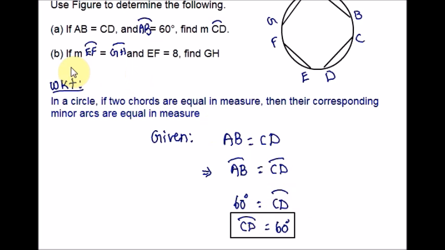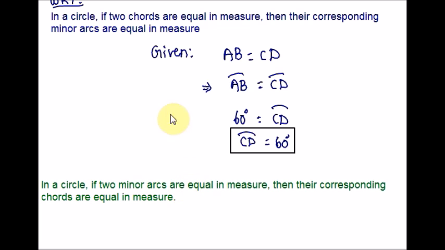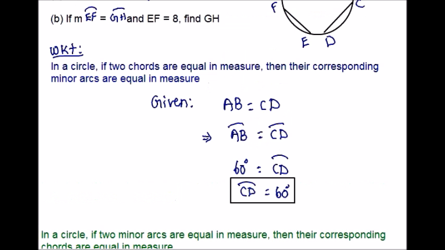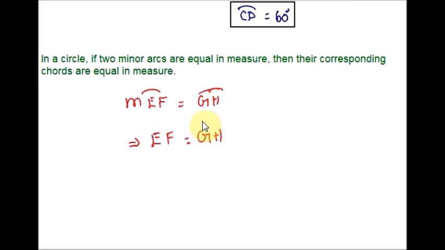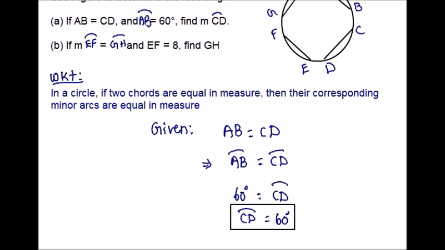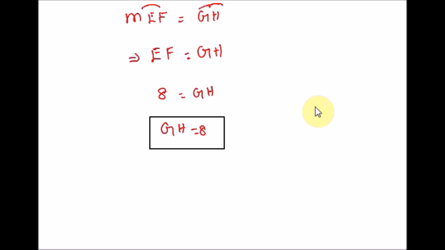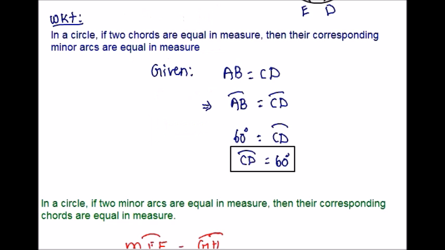Okay, now let us move on to part B. It is given that the measure of arc EF is equal to the measure of arc GH, and EF equals 8. Now let's find what GH is. This is nothing but the converse of the first theorem. If two minor arcs are equal in measure, then the corresponding chords are equal in measure. So let us see what is given in part B. Therefore, the chords are equal. So what is the given value for EF? 8. Swap the sides. That's it for this example. Hope you are clear with this example. In this example you learned two of the theorems and their application.